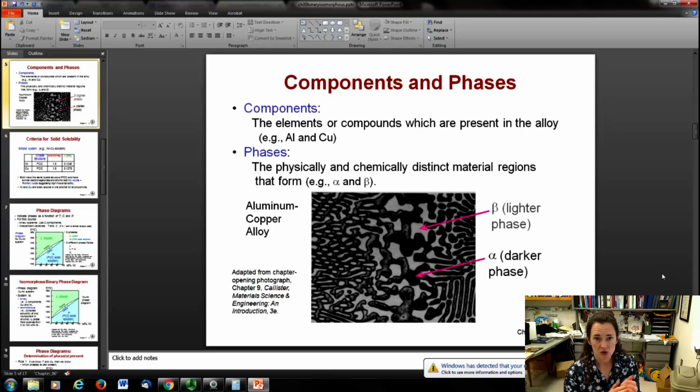Okay, so those two phases, they're both solids, but they're physically and chemically distinct regions that form, okay? So they might have different crystalline structures, and they also are different chemically. They have different chemical compositions. Perhaps one of them, for example, probably the copper, the alpha phase copper, is copper rich, and then the beta phase has more aluminum, okay? So it's a lighter density phase as well.